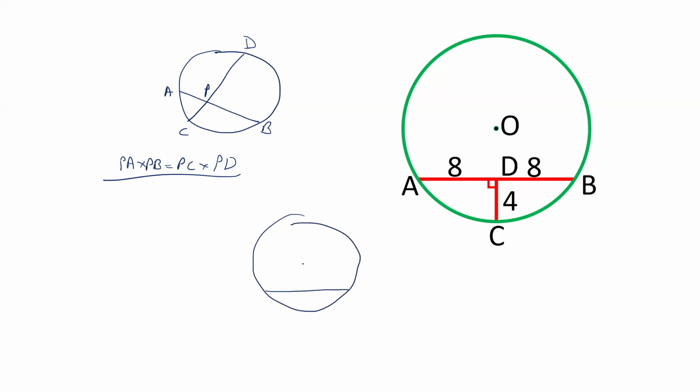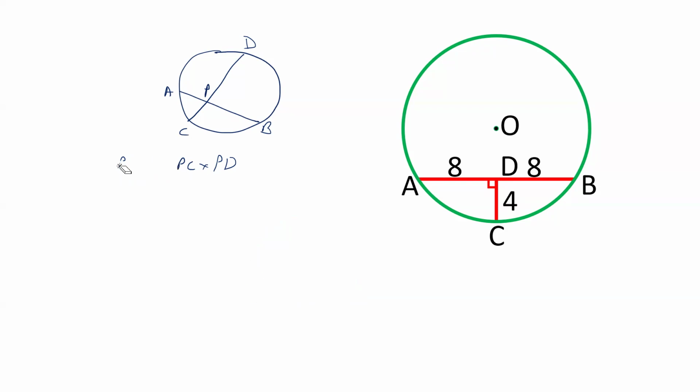if we draw a perpendicular from the center, it will bisect the chord. This is the second property. Now, vice versa of this is, if we draw the perpendicular bisector of a chord, it will pass through the center. Using these two properties, we'll solve this question.